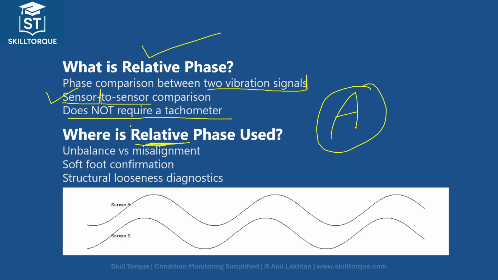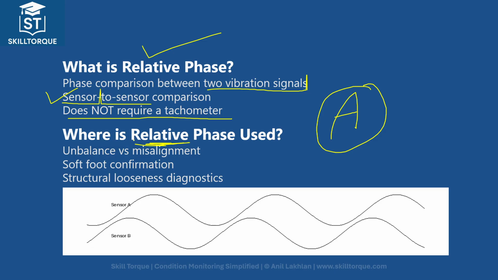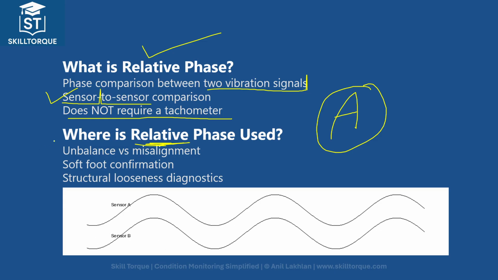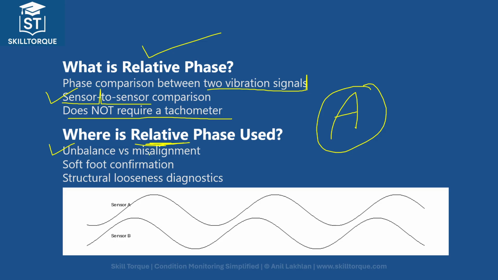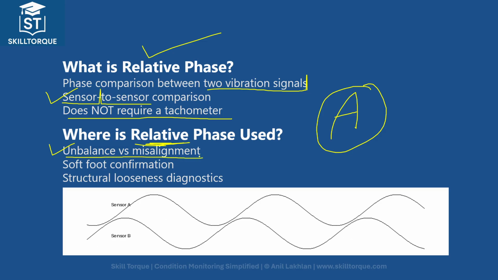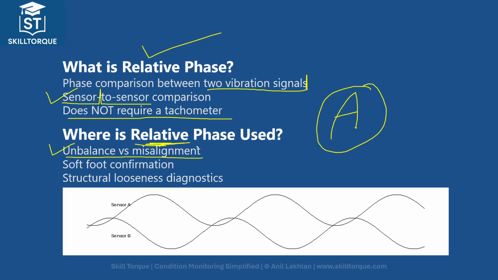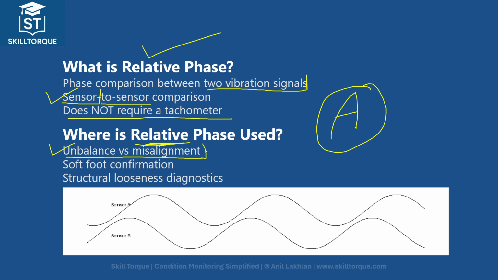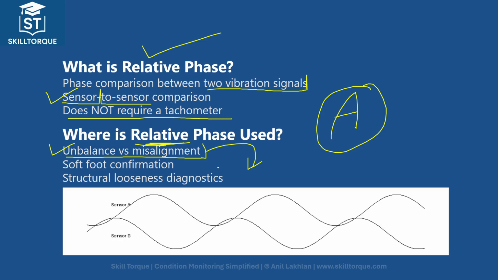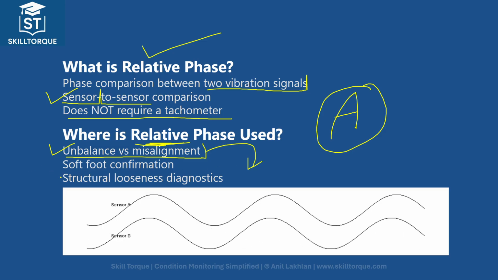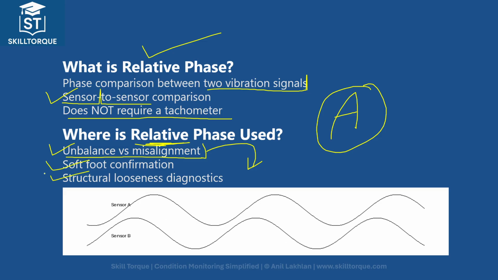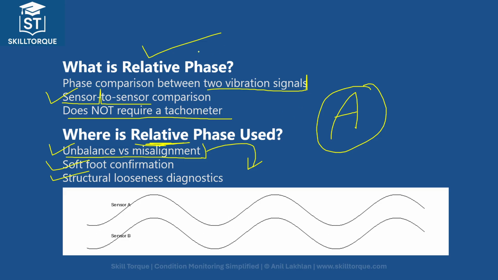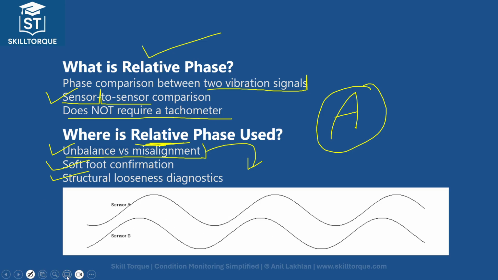So now, where we use this relative phase, we use it especially in troubleshooting. What's the troubleshooting? Let's say you want to confirm what kind of problem it is. Let's say you are getting the same symptoms, but you are confused whether this machine is unbalanced or misaligned. So what do you do in this case? You will use the relative phase, compare, and reach a conclusion. Same thing if any looseness issue is there, or any software confirmation you need, or any structure to structure or machine to machine comparison you want to do. This will help you compare the exact movement at two different places.